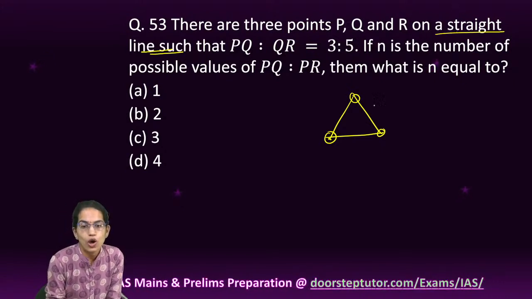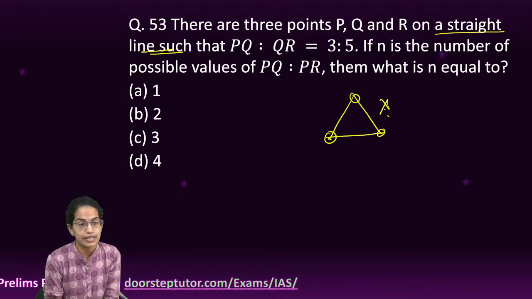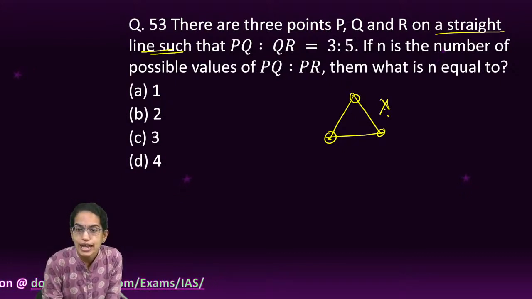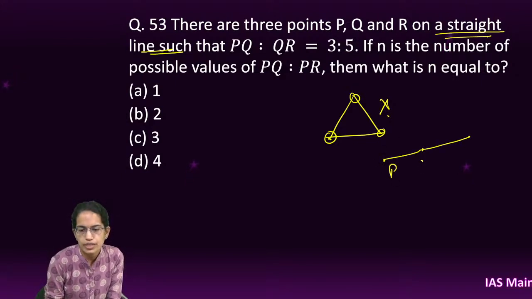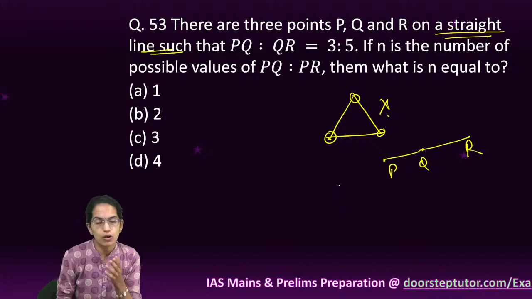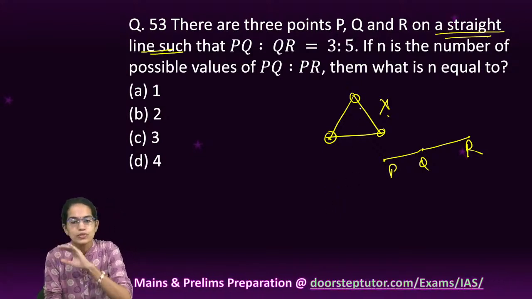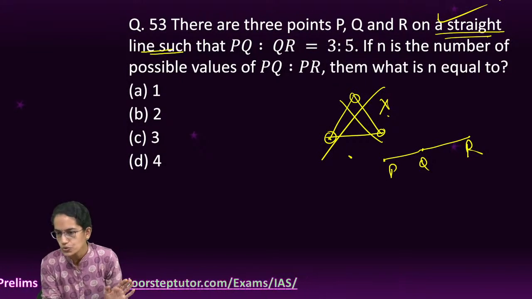So it's not a case of triangle. Students have included triangle. Don't include triangle as a case. Why? Because it is mentioned on a straight line. So on a straight line, only one combination can come. So when you are including triangle, students are mentioning two possible compositions, but that composition is not possible because the question says they should be on a straight line.